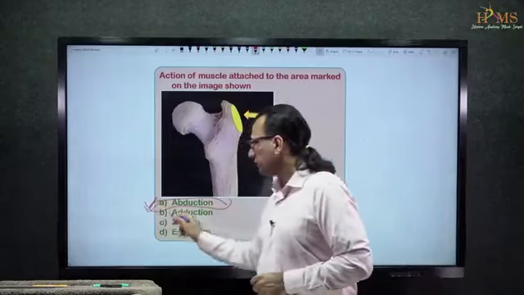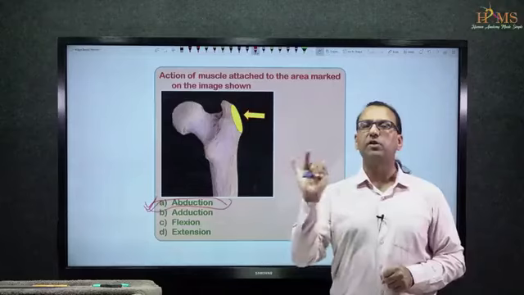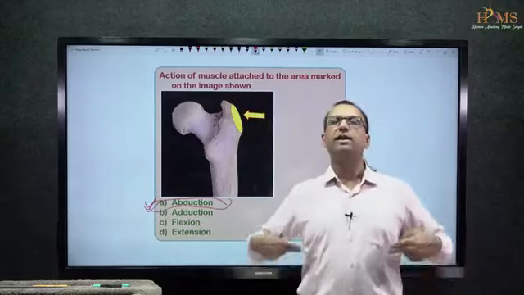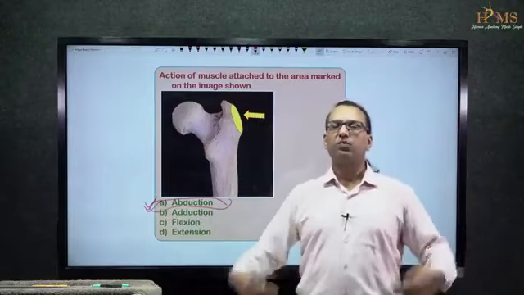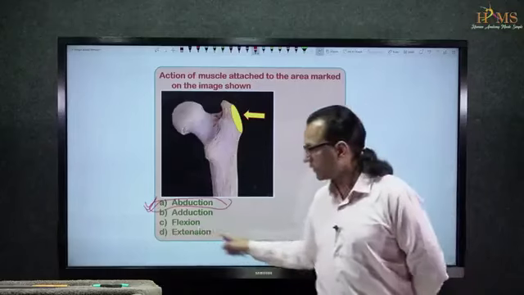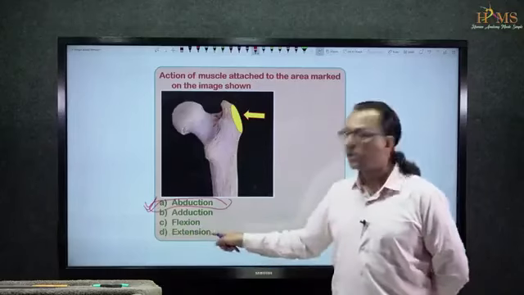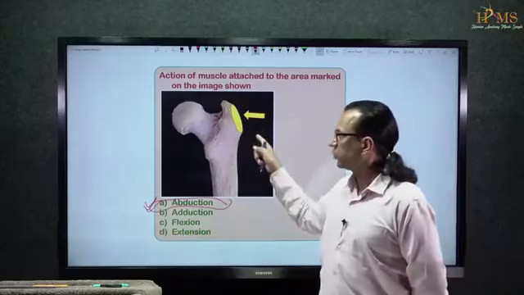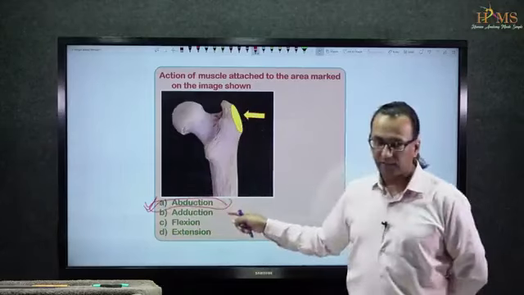Then who is doing adduction? Their names are adductor brevis, adductor longus, adductor magnus. And who is doing flexion? There's an anterior muscle called the iliopsoas muscle, the hip flexor. And who is the extensor muscle? The chief extensor is gluteus maximus. Gluteus maximus is not only an extensor, but it is also a lateral rotator muscle. So we keep our answer as gluteus medius and choice number A as the answer.